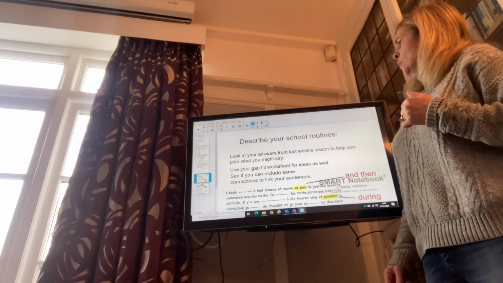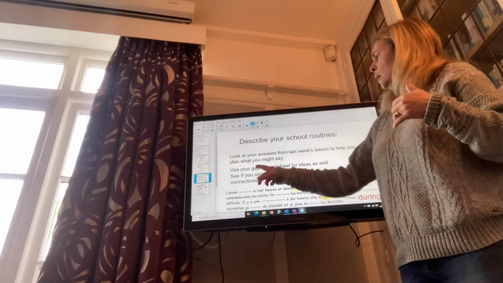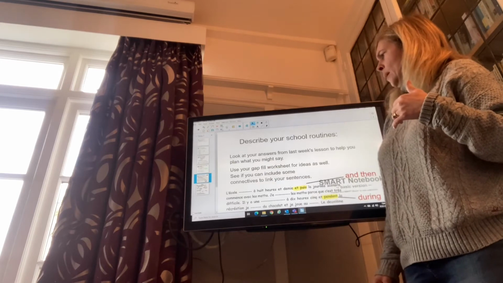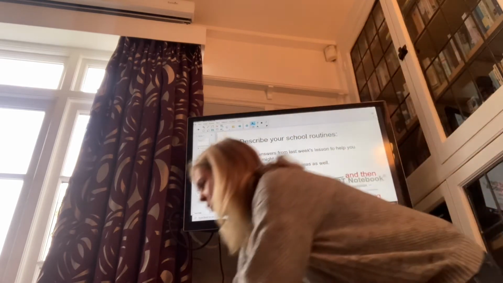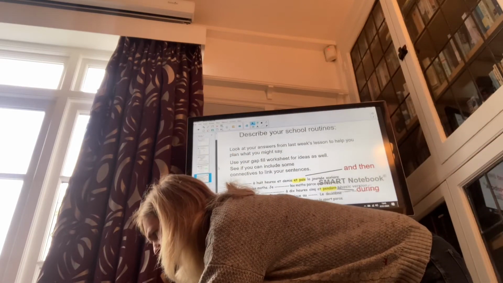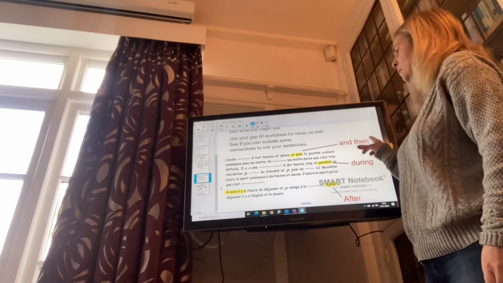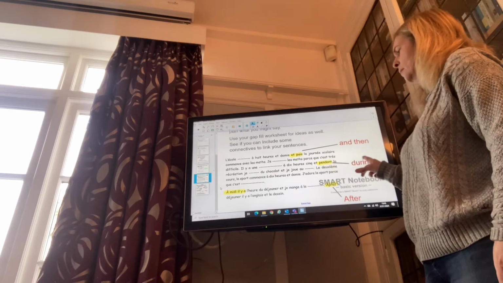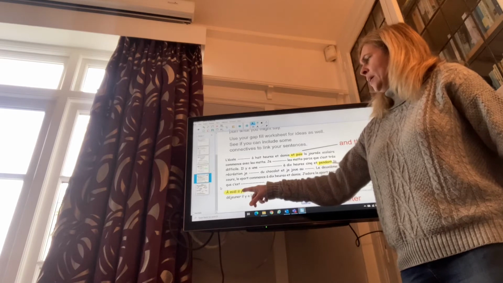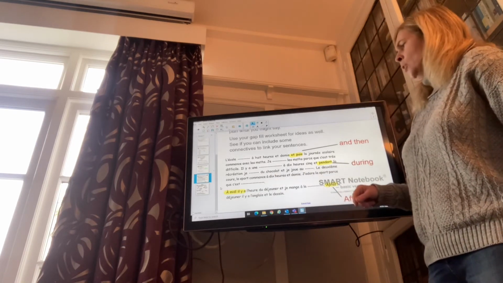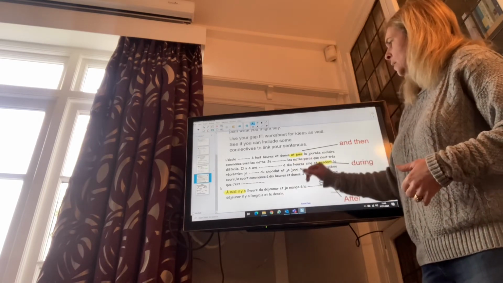Then I want you to talk about your school routines. So use your work from last week to help you. Also, you had a gap fill sheet last week that again you could use to help you with your sentences. And we've got some connectives that you could use to link your ideas. So for example, in our gap fill last week, we had et puis, and then, pendant, during. Things like à midi, il y a, at midday there is. Après, after lunch, il y a, for example. And you've got some ideas that you could use.